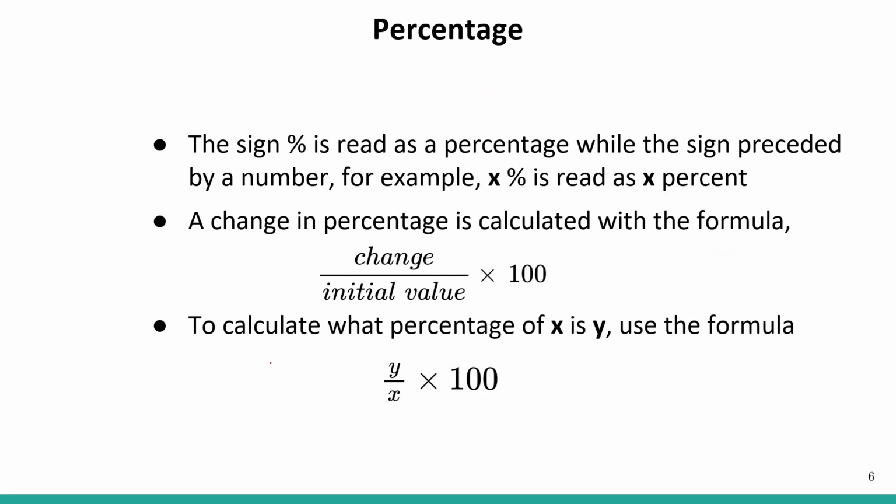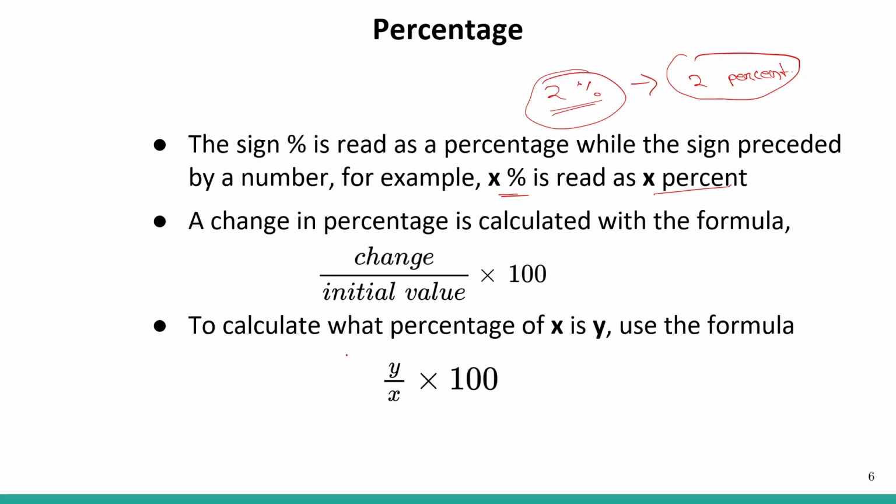So the percentage sign is read as percentage. While the sign is preceded by a number, for example, x% is read as x percent. So here this thing is read as x percent. So if you have this kind of symbol there, what you see is 2%, and you say 2 percent. This is what you tell, and this is what you see. So this one is read as 2 percent.